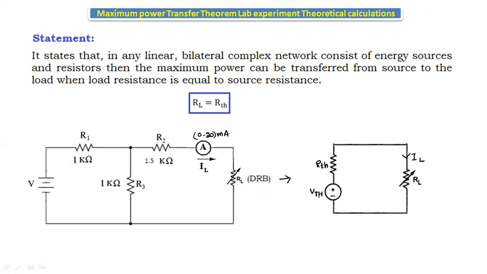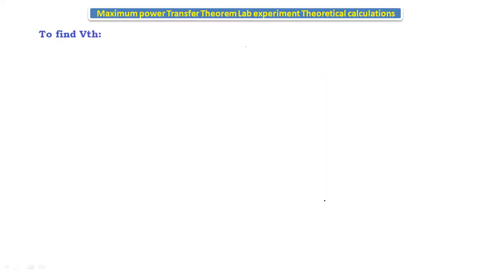Here, if we want to verify the maximum power transfer theorem, first we need to convert the total circuit into Thevenin's equivalent circuit, because the maximum power transfer theorem equivalent circuit is a combination of VTH and RTH. That's why we need to find VTH first, then RTH. After finding VTH and RTH, we will find the load current IL, and after that P. Let's see the procedure for each parameter.